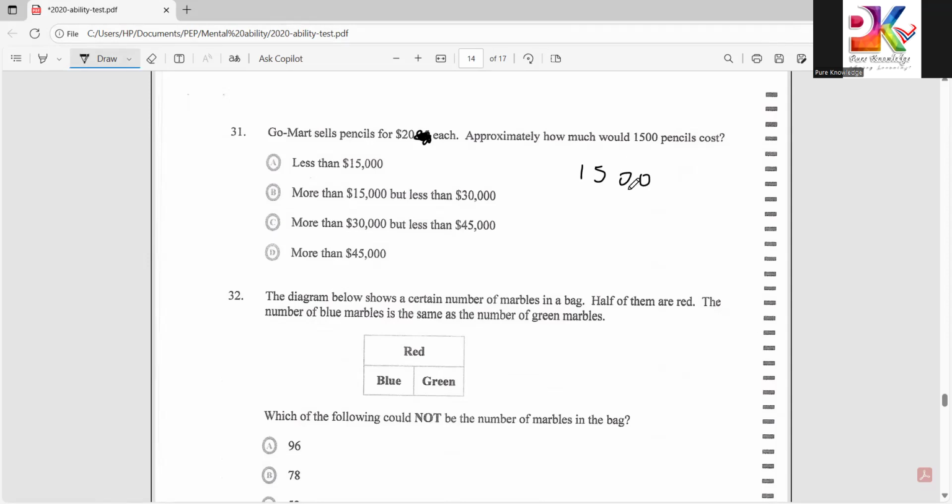So we say 20. All right. If you want to do it the easy way, you take all the zeros and you put them here. So it's three zeros. And then you just say 15. 2 times 15 is 30. And you get your answer. 30,000. All right. 30,000. So automatically, you know that is less than 15. That's out.